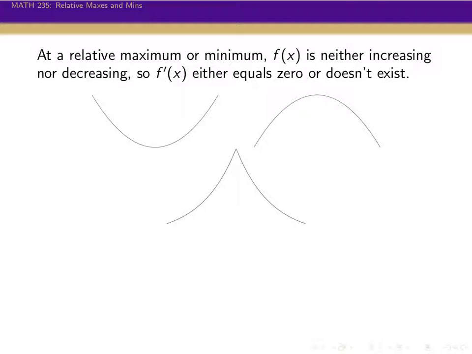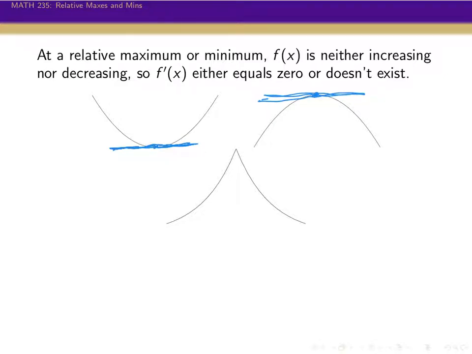So here you have a relative min first, and you can see right here the slope is 0. Here we have a relative max at the top, and right here at the top the tangent line is horizontal.